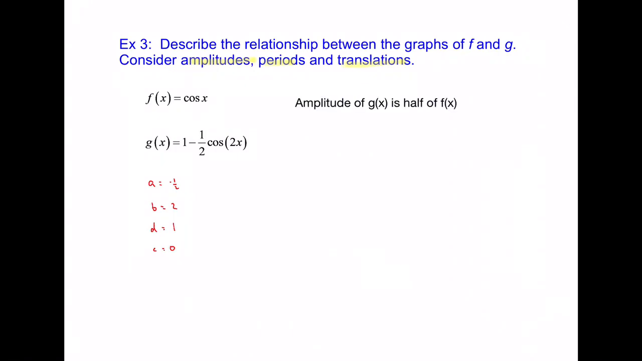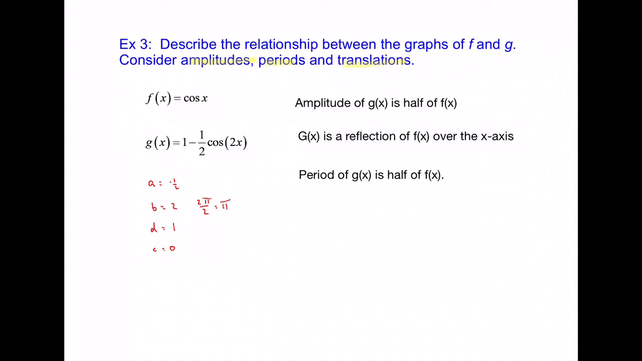Okay, we also know because of the negative that g of x is a reflection over the x-axis. And then the b, remember the b is going to help us with the period. So the period is 2 pi divided by b, which is pi. The original is 2 pi, so that means the period is half of what it is for the original function f of x.